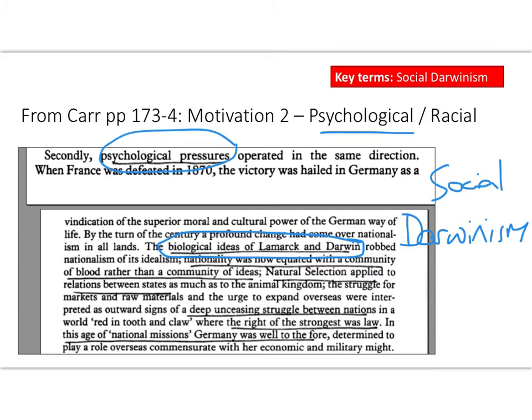And of course, the 19th century was a great period of scientific improvement, and one of the great new developments of the 19th century was the ideas of Charles Darwin, who basically looked at animal species and developed the theory of evolution, the concept of natural selection.